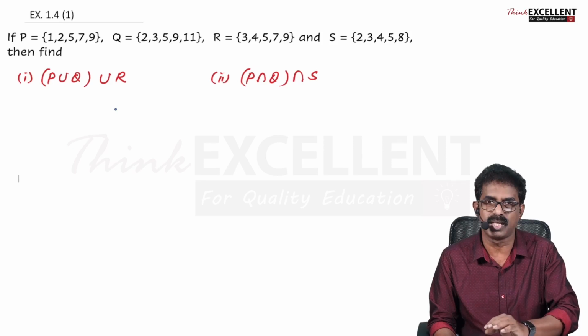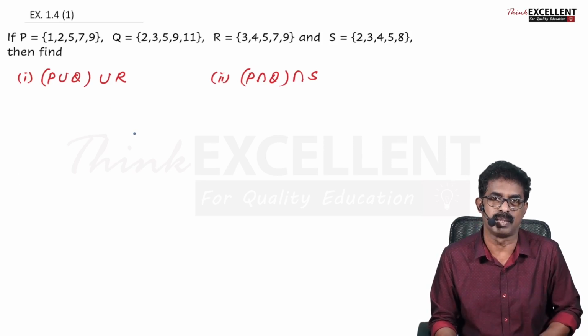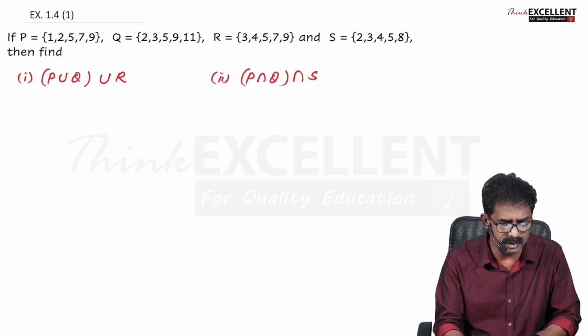Okay. A few sums I will teach you fully, then later I will just give you some idea so that you can complete it. Okay. P, Q, R, S, 3 sets. First they asked: find P union Q union R. First you find the term inside the bracket, right? So first you find P union Q.